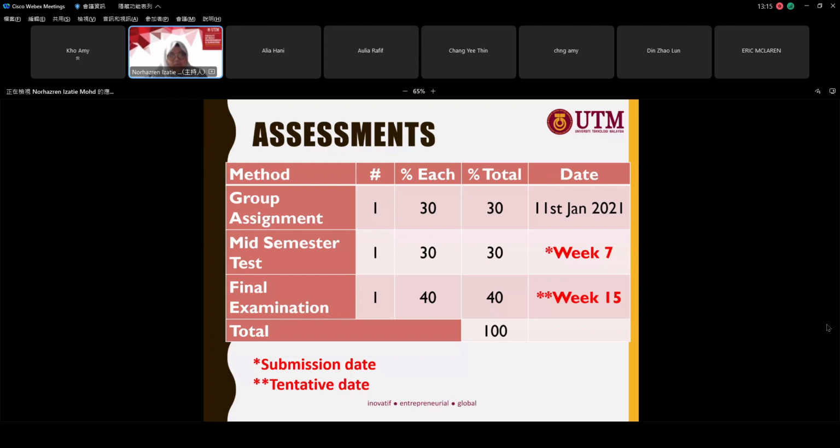and you can score in your mid-semester test, which will be conducted in week 7 after the pilihan raya. And after that, final examination tentatively in week 15. So group assignment, as you can see here, the submission date will be the same as your, what we call it, presentation date.